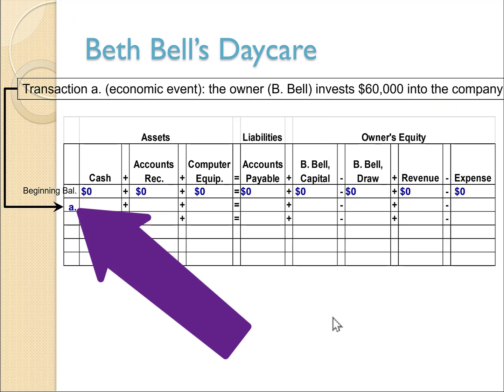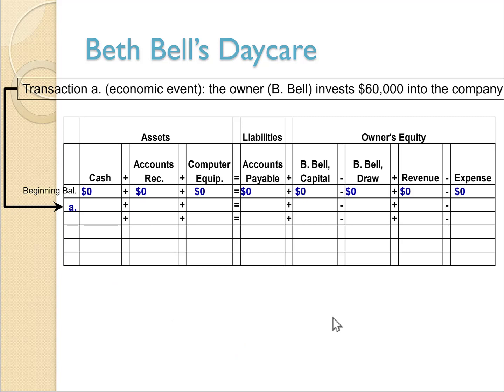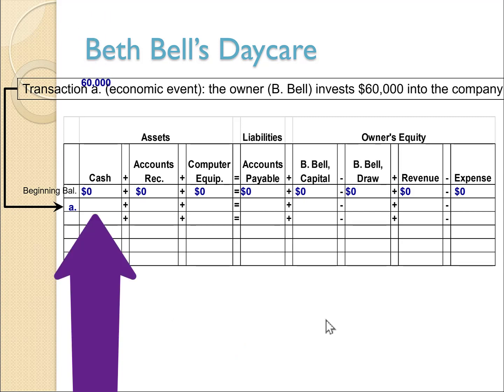And then when we analyze these transactions, I tell students to try to start with the account that is the easiest to understand. And in this transaction, cash is the easiest to understand. So is cash being affected? Yeah. We had zero cash, and now we have $60,000 of cash. So is cash going up or down? Well, it's going up, obviously. So we're going to put a positive $60,000 under cash.